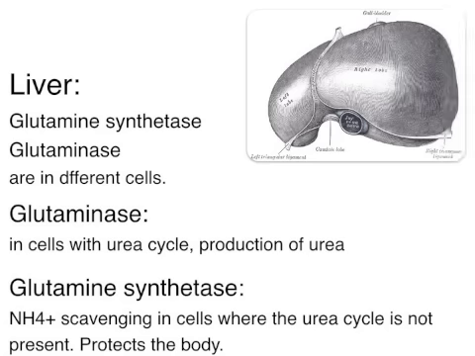Now, the brain is sensitive to ammonium, but it's also sensitive to glutamate, and we'll see why in just a minute. Now, the liver has both glutamine synthetase and glutaminase. These are active in different cells. Glutaminase is active in cells that have the urea cycle, and it's used in the production of urea in order to break down glutamine to release ammonium so that it can be used in the urea cycle. Now, glutamine synthetase is used to scavenge free ammonium in cells where the urea cycle is not present. Ammonium that cannot be used in the urea cycle can be picked up by glutamine synthetase in these cells. In this way, the body is protected from increased ammonium.